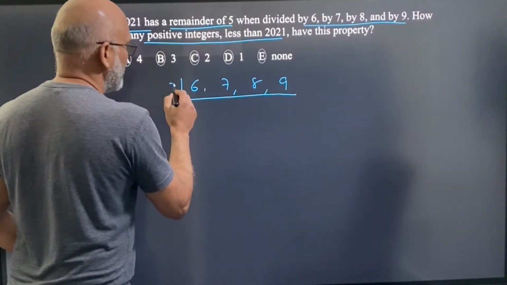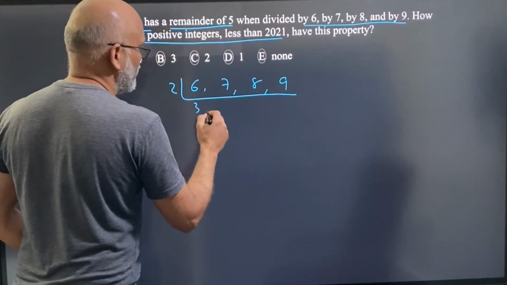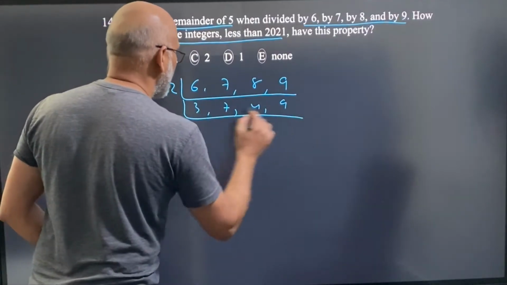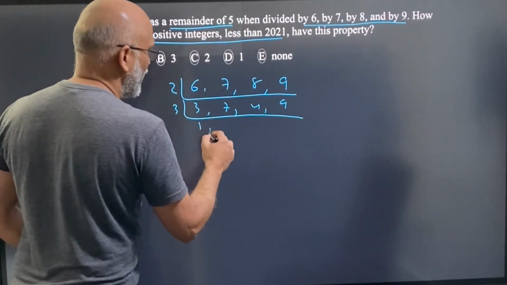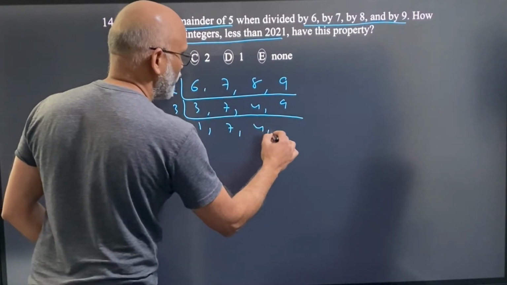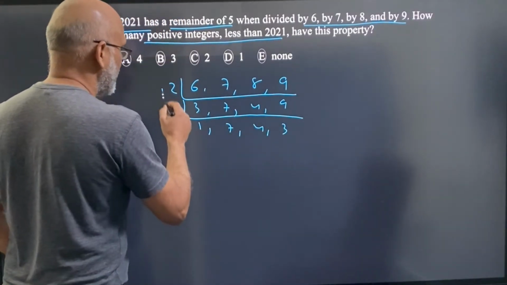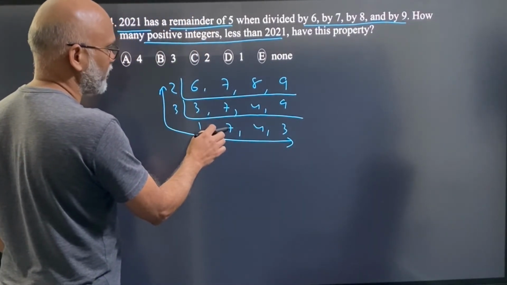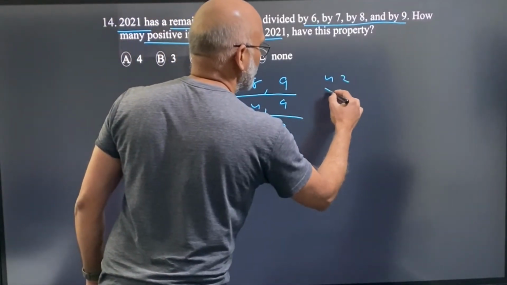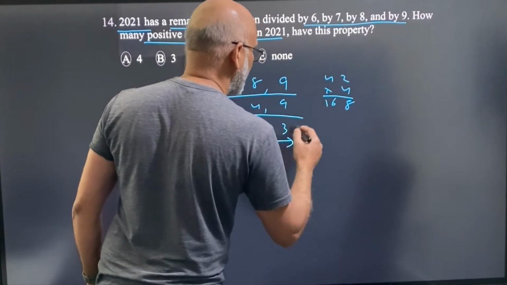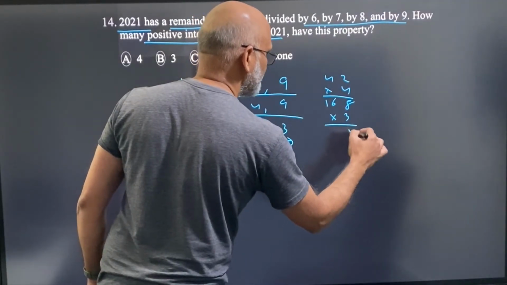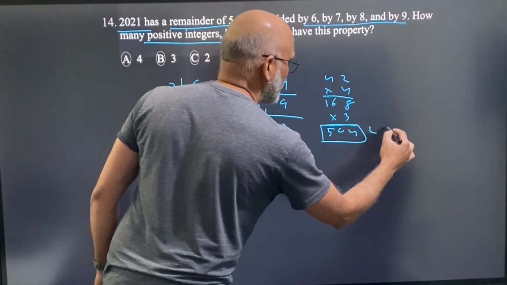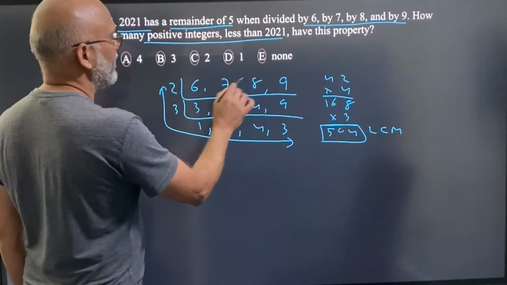LCM will be, first I'll divide by 2. So this will be 3, 7 will remain as it is. This will be 4, 9 will remain as it is. And then I'll divide by 3, 1, 7, 4, 3. Okay, that's it. Now I need to multiply all these numbers. 2 times 3 is 6, times 7 is 42. 42 times 4 is 168, times 3 is 504. All right, so this is the LCM of 6, 7, 8, and 9.